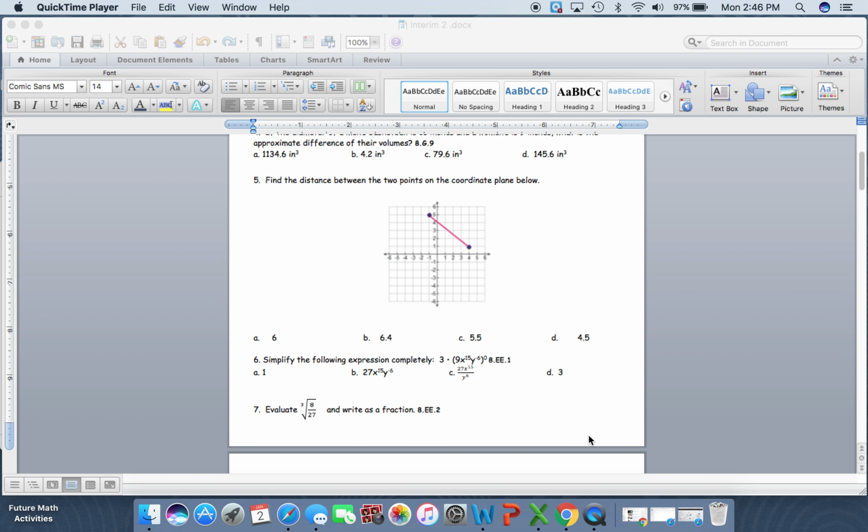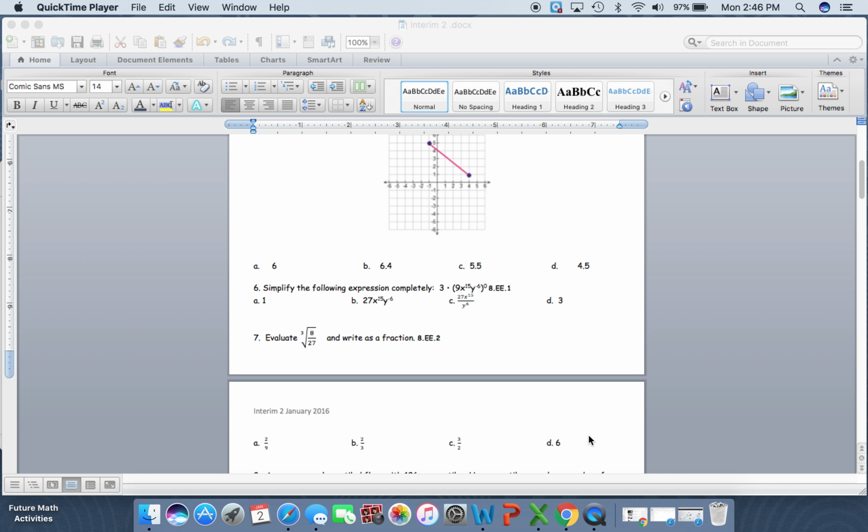Number 6. Simplify the following expression completely. 9 times the product of 9x to the 15th power y to the -6, all raised to the 0 power. A. 1. B. 27 times 5 to the 15th power times y to the -6. C. 27x to the 15th power over y to the 6th power. D. 3.